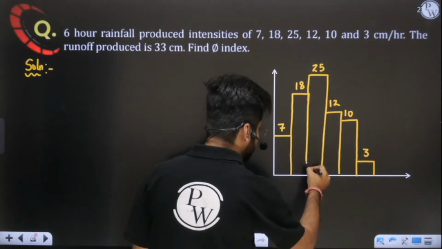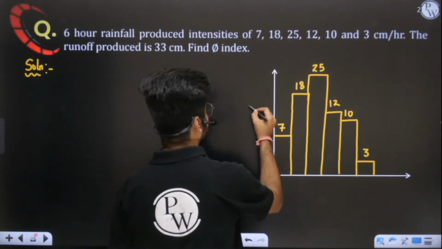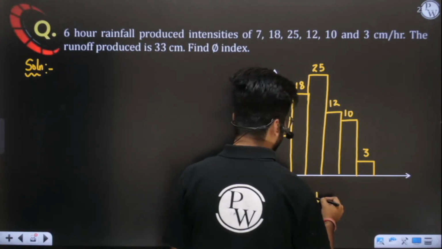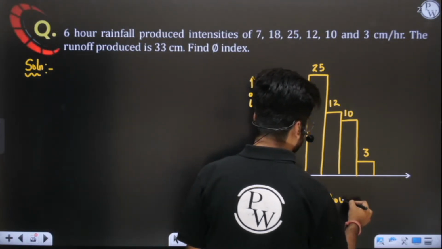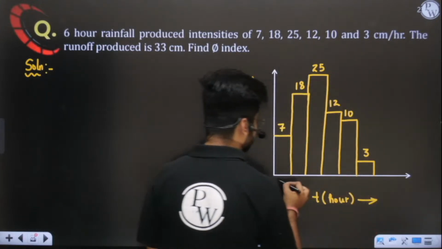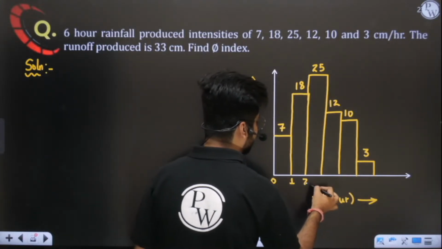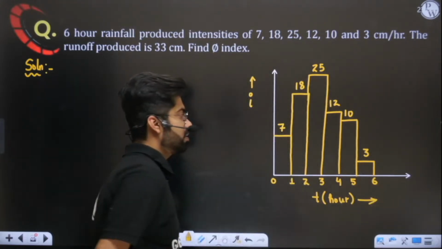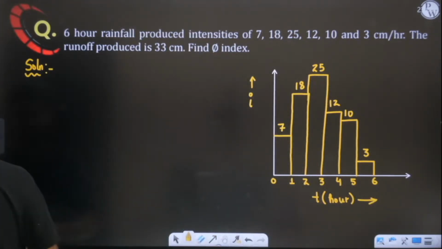This should be more straight; that's why I have drawn it again. So this is my intensity, which will be in centimeter per hour, and here we have time, which is in hour. Now, first step is done. Sir, clear. This is for first hour, second hour, third hour, fourth hour, fifth hour, and sixth hour. Drawn, sir.